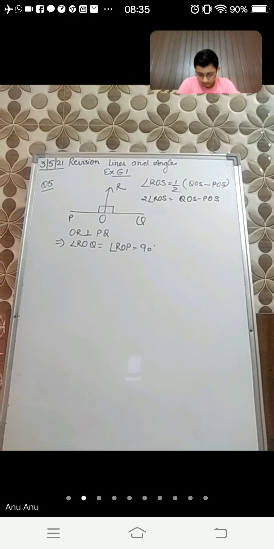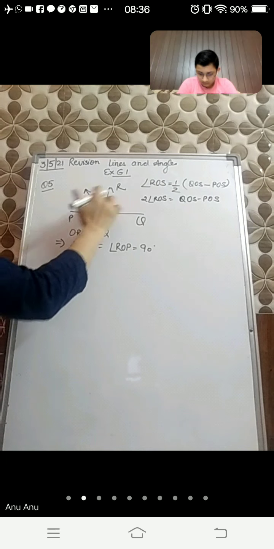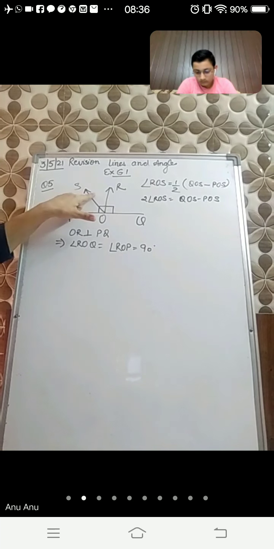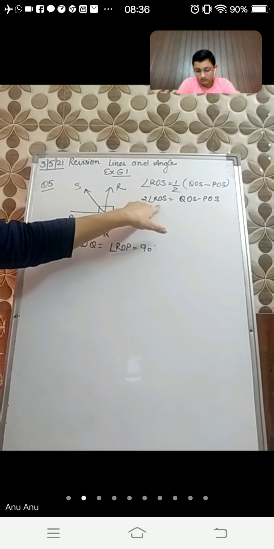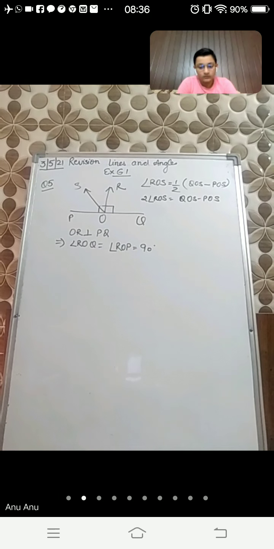And you are given a ray OS, which is in the middle of these two rays. Now it is not given that this ray OS is dividing this 90 degree angle into two equal parts. This is not given. It is only given that a ray passes through the middle of the 90 degree angle, and its name is OS. Now you have to prove the value of ROS is this. So we will start from ROS. How can ROS be written?